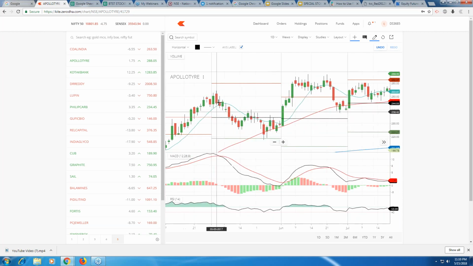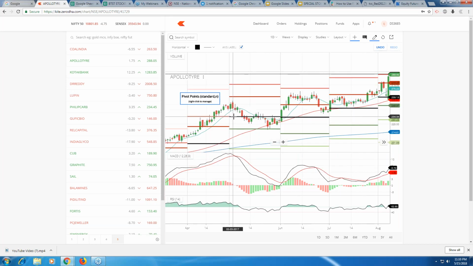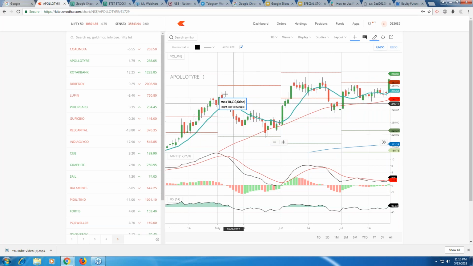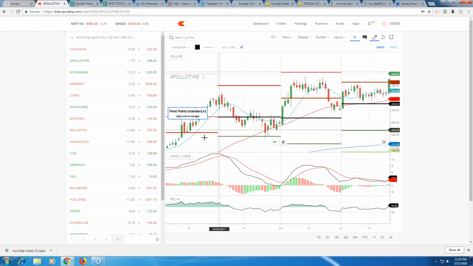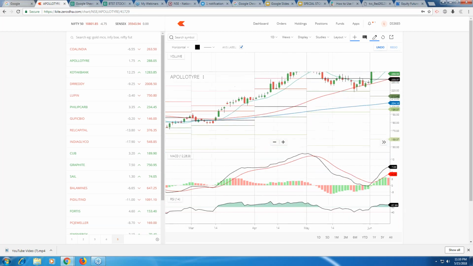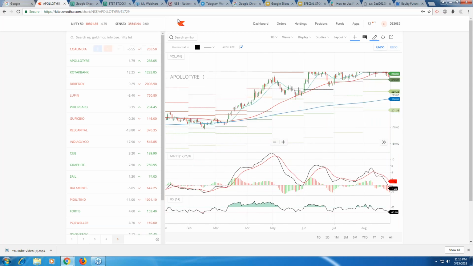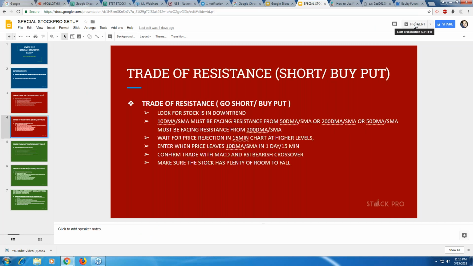Here is a piercing candle, MACD crossover, RSI crossover, and see how the trade has come down. So sell one lot, right? So this is how you trade from the top, right? Now let's go to the next trade, of resistance. So again, it's the same thing.